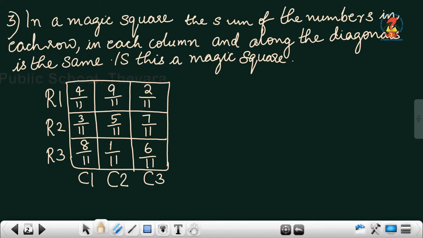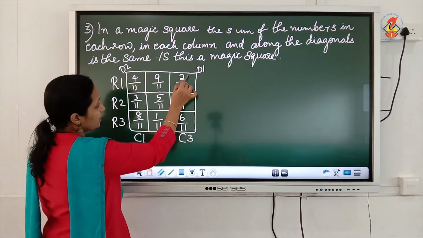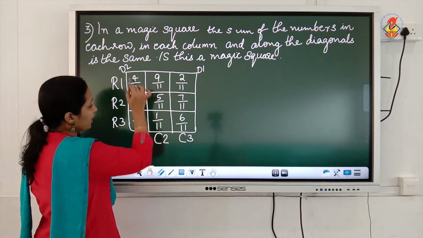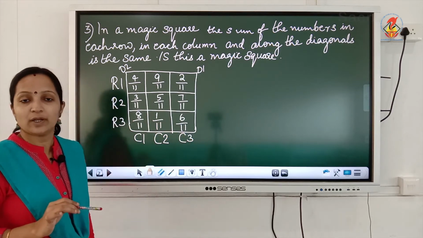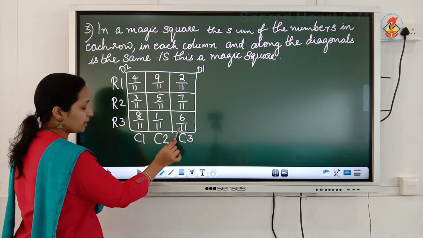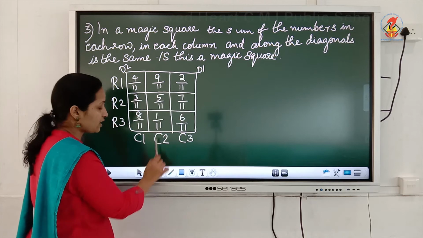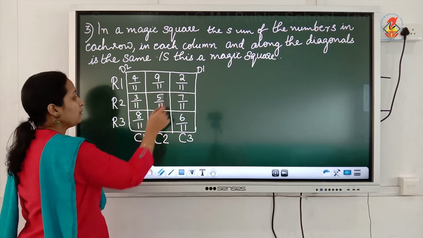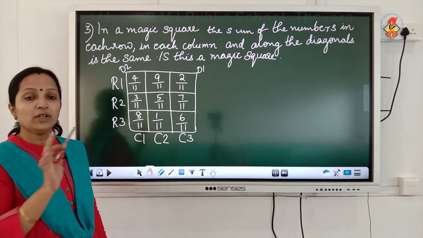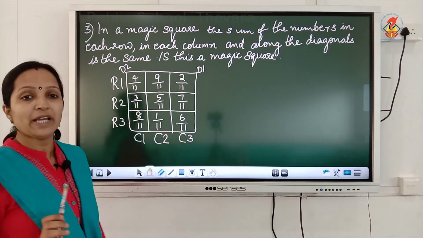Diagonal means what? This is the first diagonal, 4 by 11 this way, and this is the second diagonal. Two diagonals are there. We already learned, is it? So, if the sum of the 3 rows R1, R2, R3, the 3 columns C1, C2, C3, and the 2 diagonals, if all those answers are the same, we can say that this is a magic square.